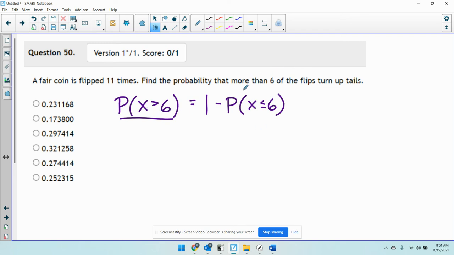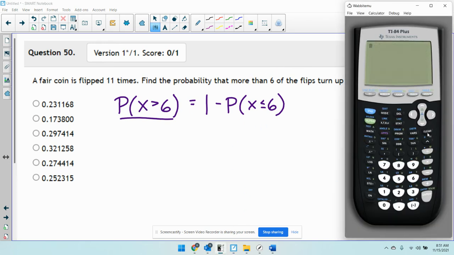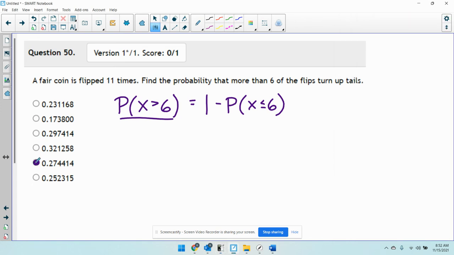You're going to have to do this whenever it asks you for more than some value. So what is the probability of x being less than or equal to 6? Well, now we're doing a binomial CDF because we're talking about less than or equal to some value. I have 11 trials. My success rate is 50%, and I'm looking for 6 or fewer. Enter one more time. Do not put that in as your answer. Luckily, they didn't even give you that option. We're going to do 1 minus that because I'm looking for the complement of that. So I get 0.274414. Just like that.